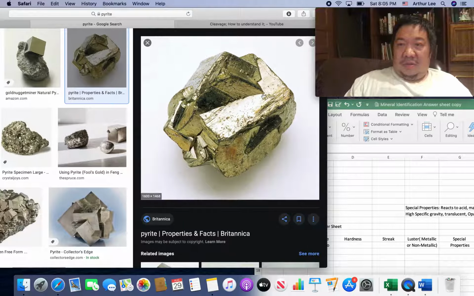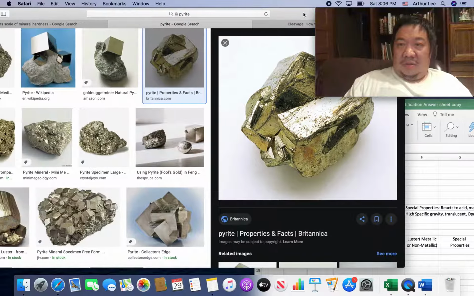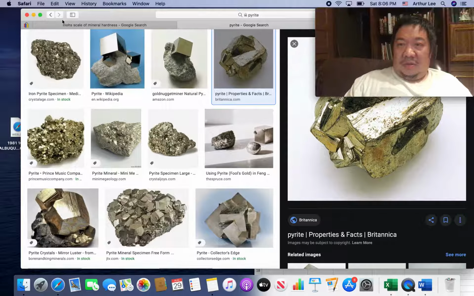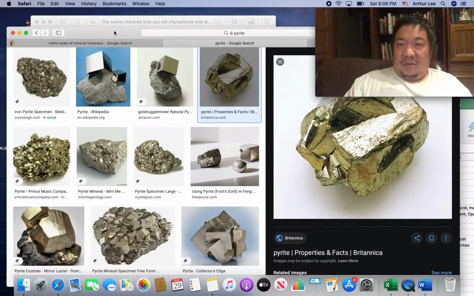Anyway, here you can see this. It has a kind of a brassy look to it. It'll give you a black streak. This is pyrite. Kind of looks like gold. It'll give you a black streak if you rub it against a plate. A streak plate.